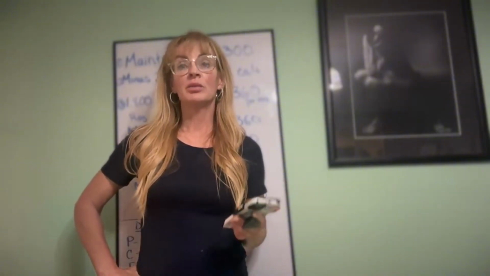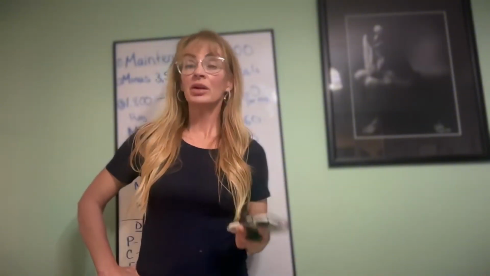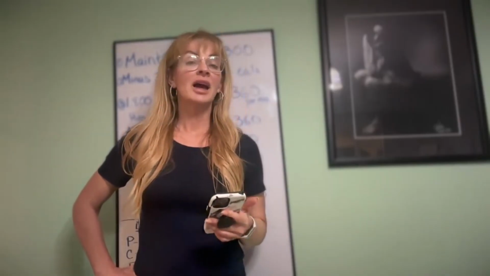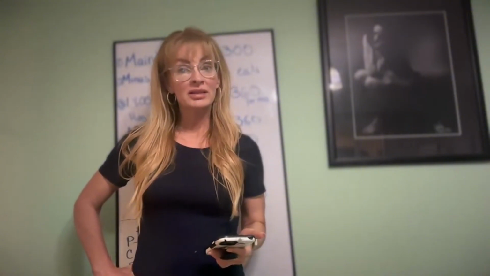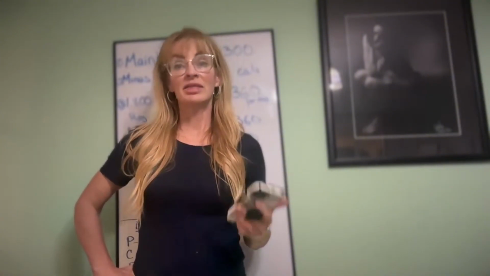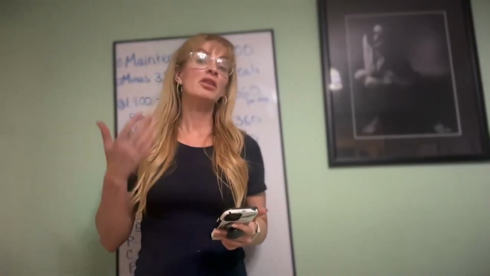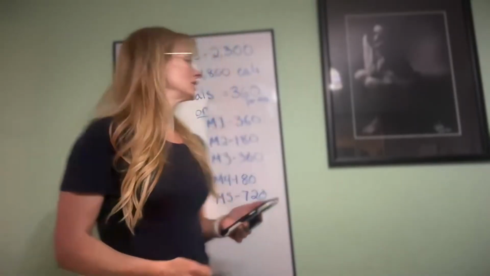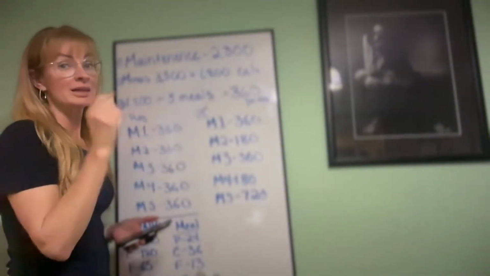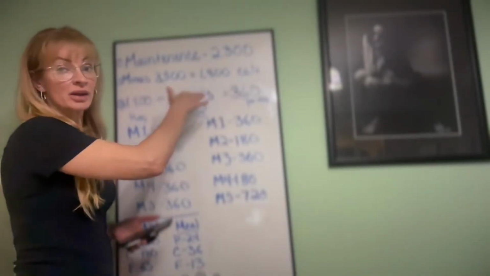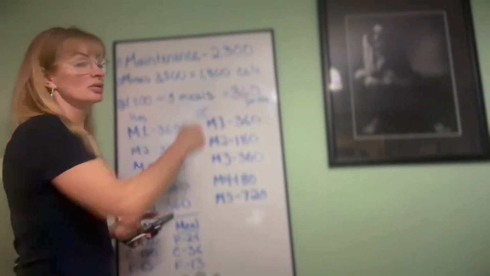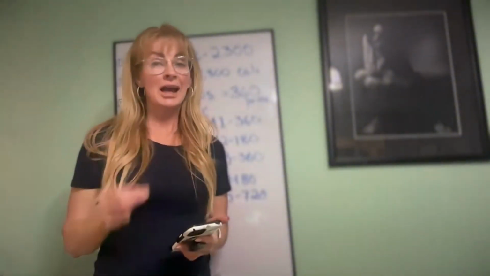I want to create a deficit where I lose a pound a week. If I want to lose a pound a week, that means I have to somehow reduce 3,500 calories from my diet. The best way to do this is divide those 3,500 calories over the course of 7 days, and that's going to give me a 500 calorie deficit daily. So if I am at 2,300 calories daily, I'm going to reduce it by 500 calories because 5 times 7 is 35, right? So now I'm at 1,800 daily calories.